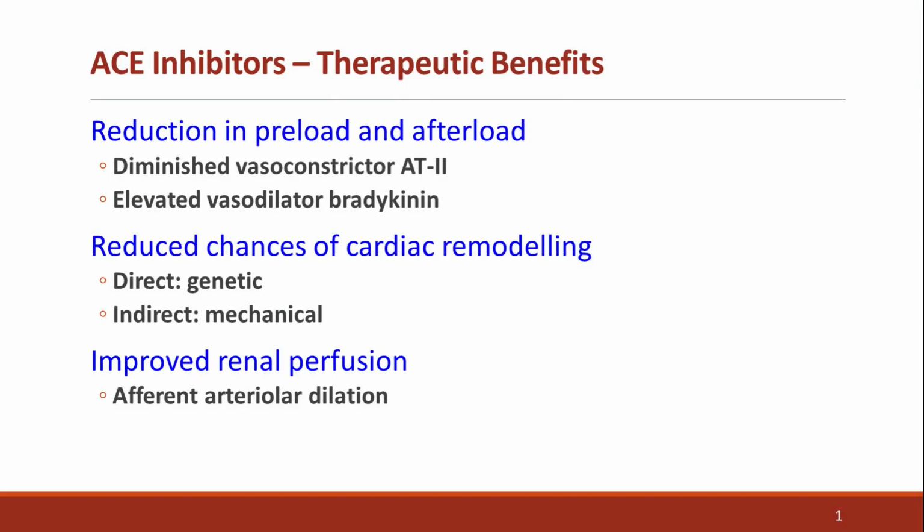These agents reduce both preload and afterload by relaxing arterioles and veins. By decreasing angiotensin II and increasing bradykinin, they reduce vasoconstriction, help prevent cardiac remodeling, and improve renal perfusion through dilation of afferent arterioles. Clinically, this translates to benefit in heart failure, diabetic nephropathy, and postmyocardial infarction management. That is why we use drugs targeting renin-angiotensin system to treat many cardiovascular disorders.